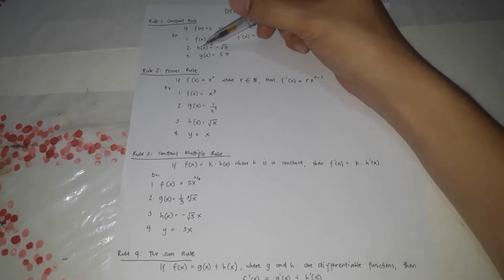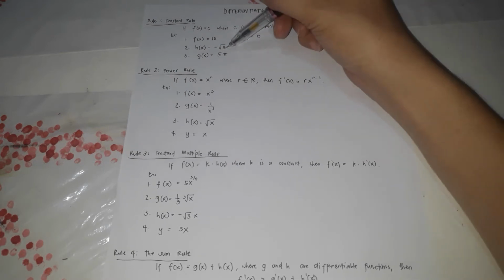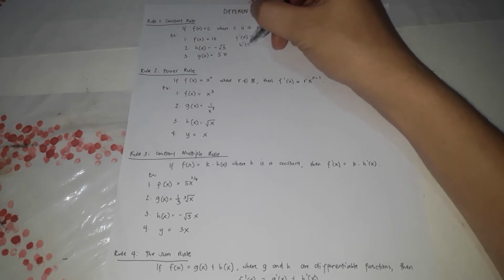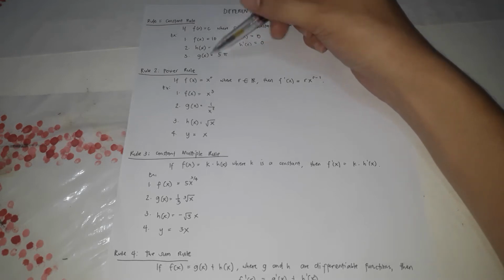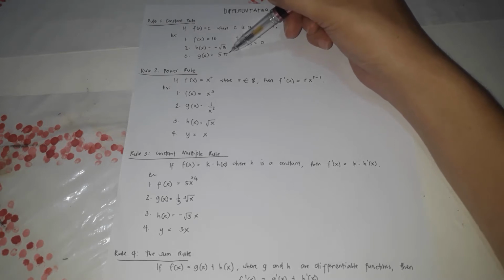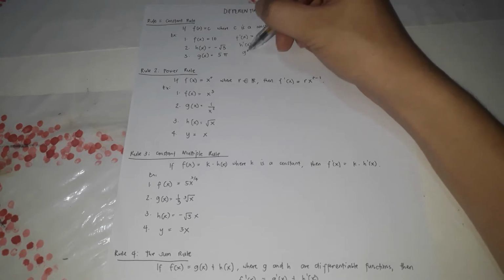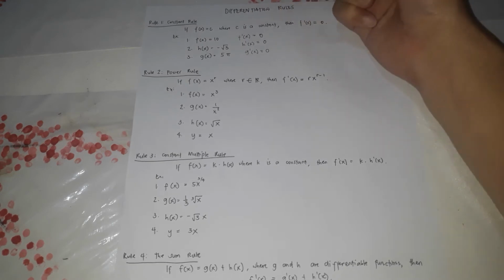For number 2, h of x is equal to negative square root of 3. Because it's a constant, the derivative of h of x is 0. For number 3, g of x is equal to 5 pi. Pi is also a constant because pi is always equal to 3.14. Kahit na letter siya, but still, it's a constant because the value of pi is always 3.14159 and so forth, or 3.1416. So the derivative of g of x is equal to 0.